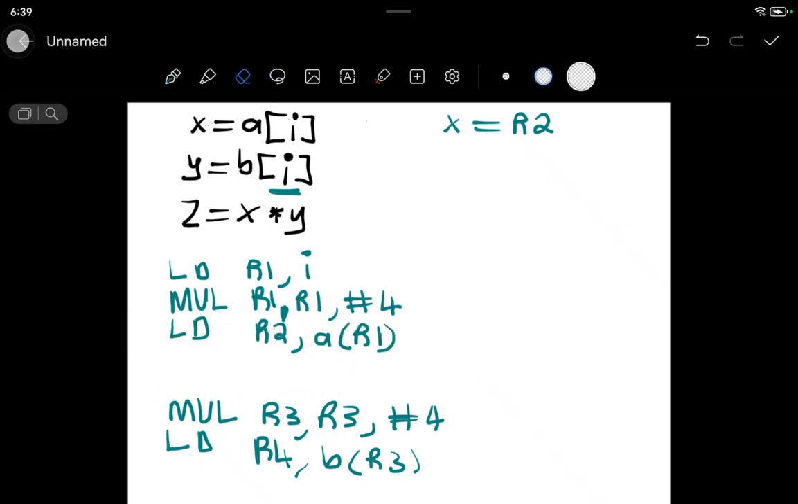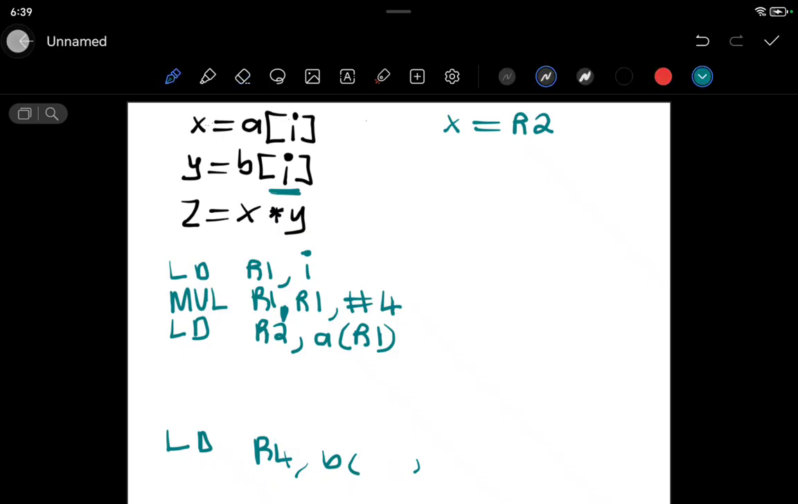Remember, we are trying to minimize the cost here. So we must try to eliminate as many lines as we can. And since R1 is equal to R3, I'm also going to eliminate this, and then R3, I'll replace it by R1. So now I optimized the code.